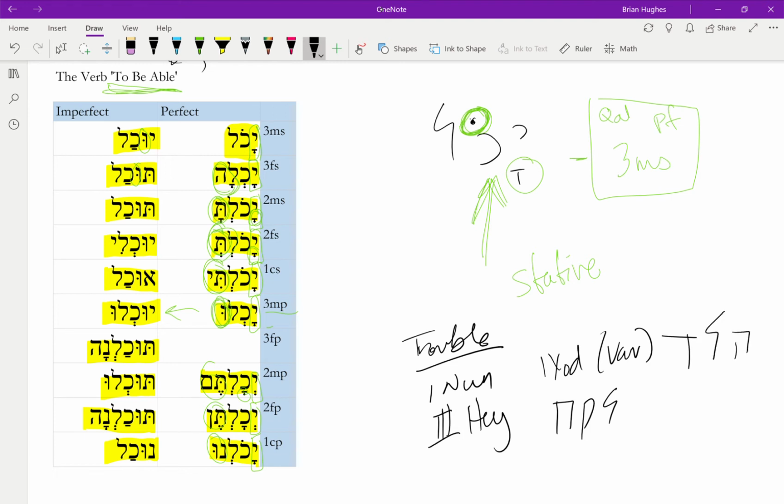So we've talked about halach, lakach, and we might as well add yachol in there, because this is just a strange thing for this verb to do, of losing the yod and then it becoming a shurek.